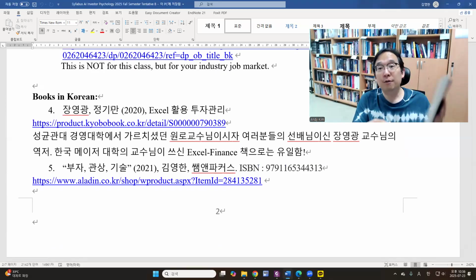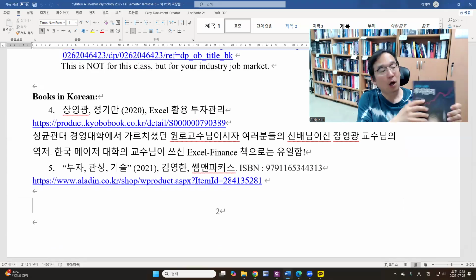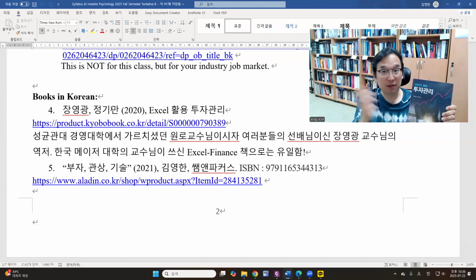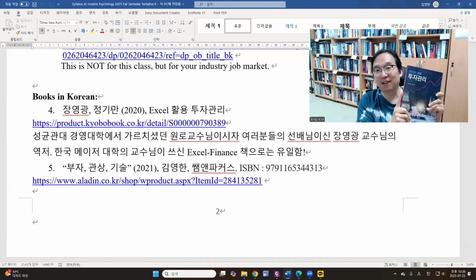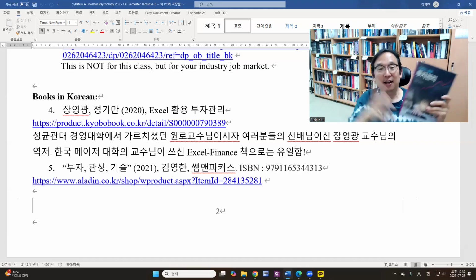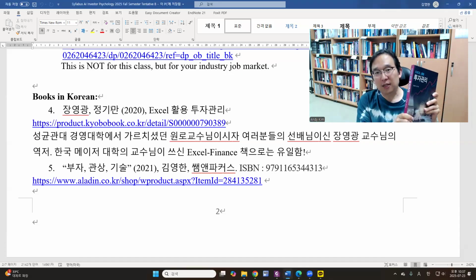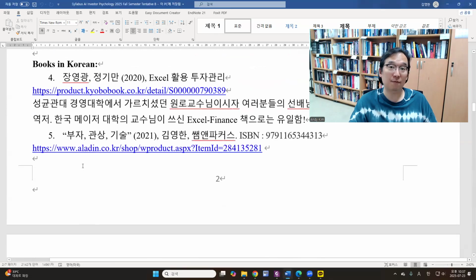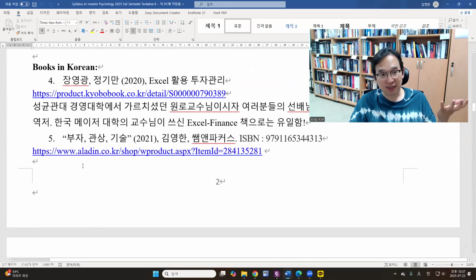Very well written. Moreover, the author used to be a professor in SKKU. He was the senior in my department, a very star guy. He retired of old age, right? But senior guy, great book. Read it, use it for your modeling. And then 부자 관상 기술, that's my book to have some understanding about investor psychology.